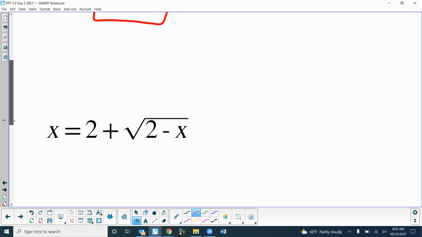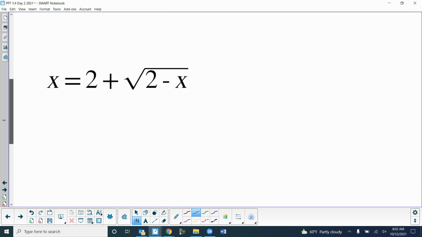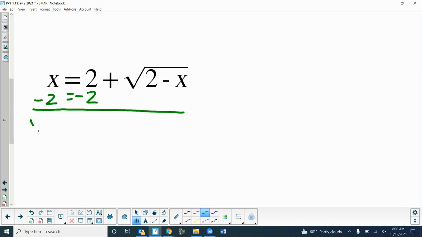Okay, so this one, the radical's on the right, so I'm just going to leave it there. I usually like to have it on the left. But I got to get this 2 over to the other side. So how do I move it? Subtract it, right? Just like normal stuff. We're going to subtract the 2. So I have x minus 2, and then I have the radical isolated here. Now I'm going to do what to both sides? I want to square both sides.